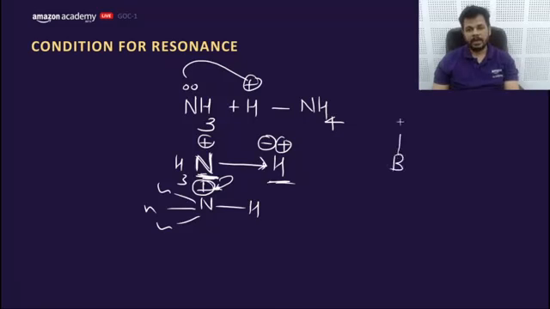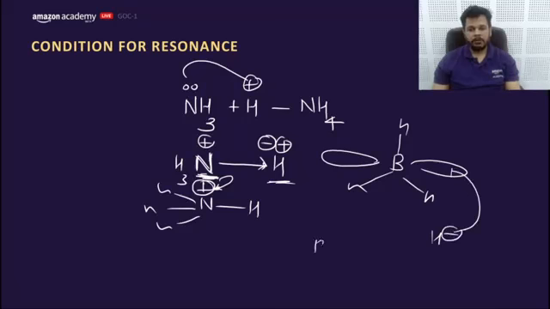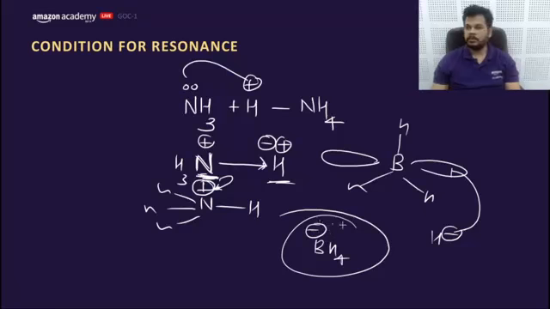Similarly, BH3 has a hypovalent center. So if an H minus goes here and forms BH4 minus, boron gets a negative charge. That does not mean it has a lone pair. Getting my point? So every negative charge is not a lone pair. Usually negative charge means lone pair, but in case of boron, negative charge means just a formal charge. It does not represent any lone pair.